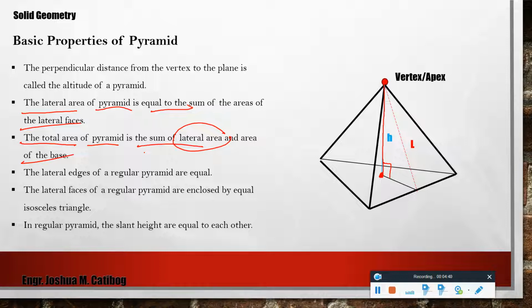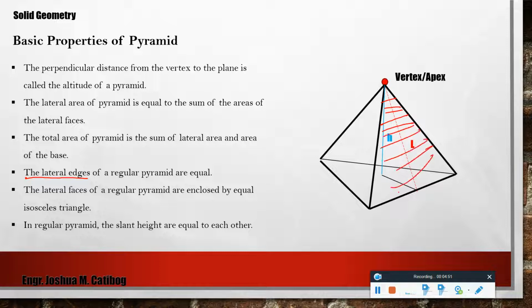Okay, so tingnan nyo po ito guys. Our next property dito. So when we say lateral edges, alin po yung lateral edges? Sir, kung ang lateral face po natin, okay, ito po ay isang lateral face. So alin po yung ating lateral edge? Di ito pa din po. Okay, yan pong mga nakahilig po. So dito guys, when we say lateral edges of a regular pyramid, they are all equal to each other. So kung ito po ay E, ito din po ay E.